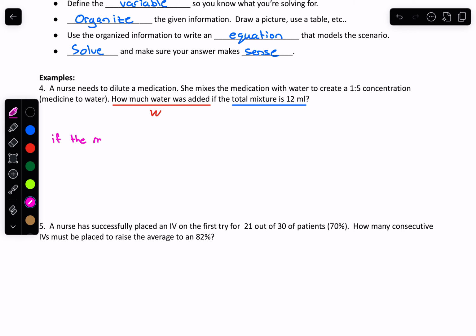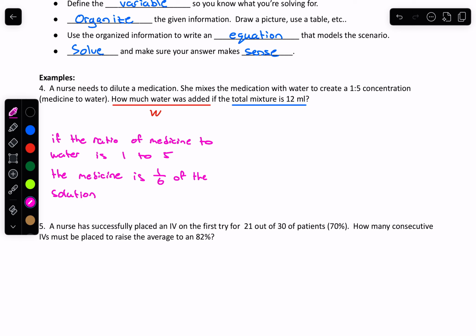If the ratio of medicine to water is 1 to 5, that means that the medicine makes up 1/6 of the solution. So if the ratio of medicine to water is 1 to 5, then medicine is 1/6 of the solution. Okay, so now how do I know that medicine is 1/6 of the solution?